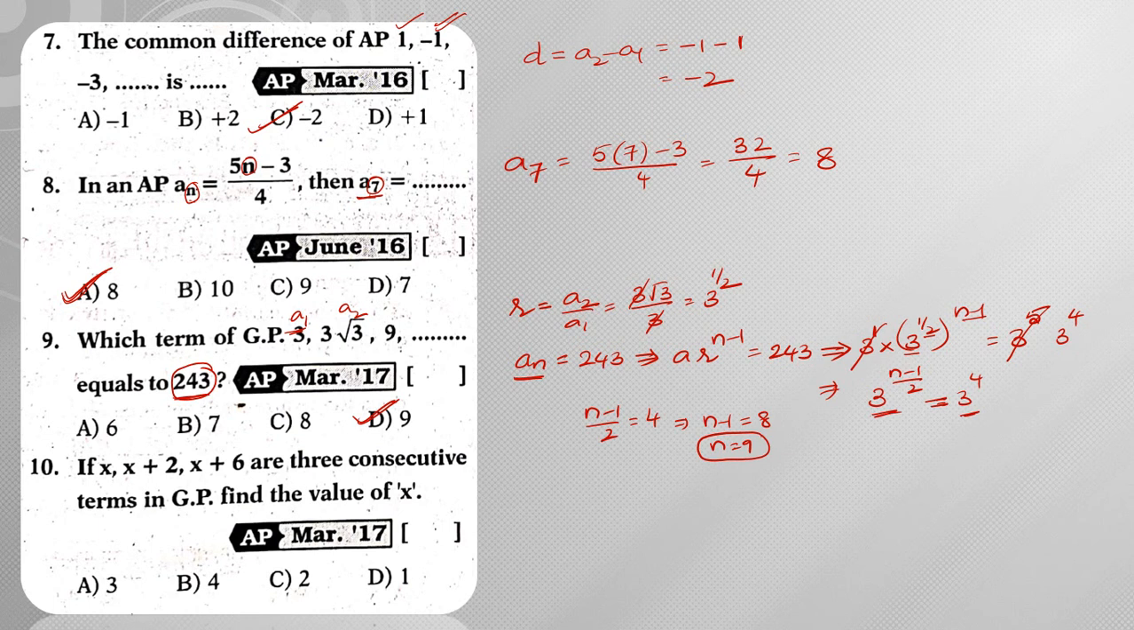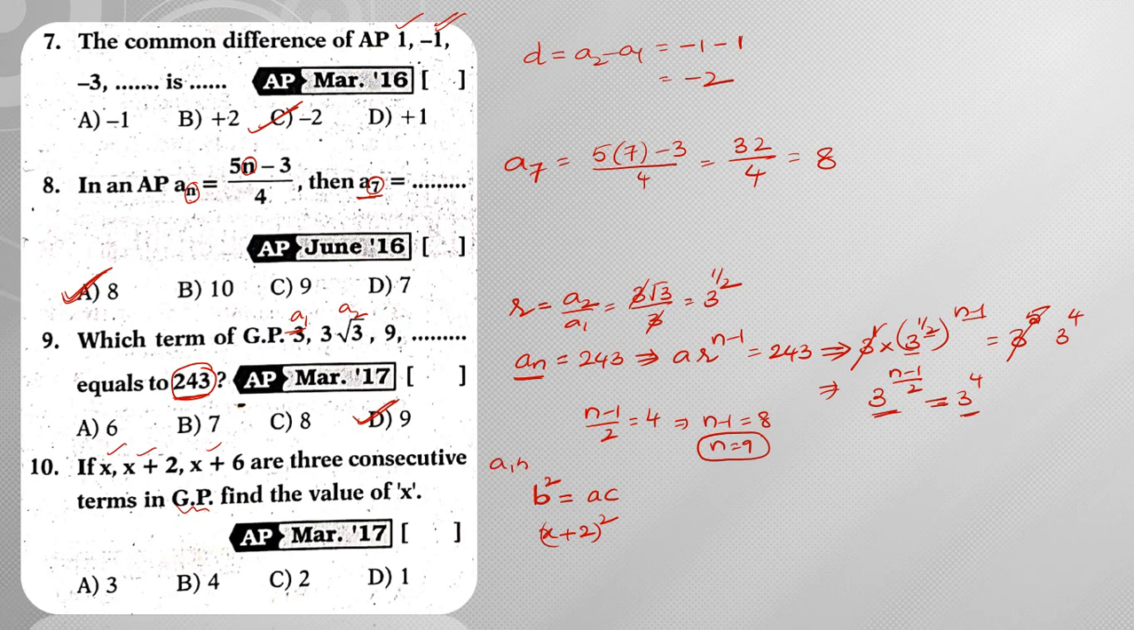Next, if x, x plus 2, x plus 6 are 3 consecutive terms of GP. Whenever you are given 3 consecutive terms of GP, then you can simply say that their common ratio is the same. Or we have a formula: when three things are in GP, then B square is equal to A into C. So from that, what can I write? X plus 2 whole square.